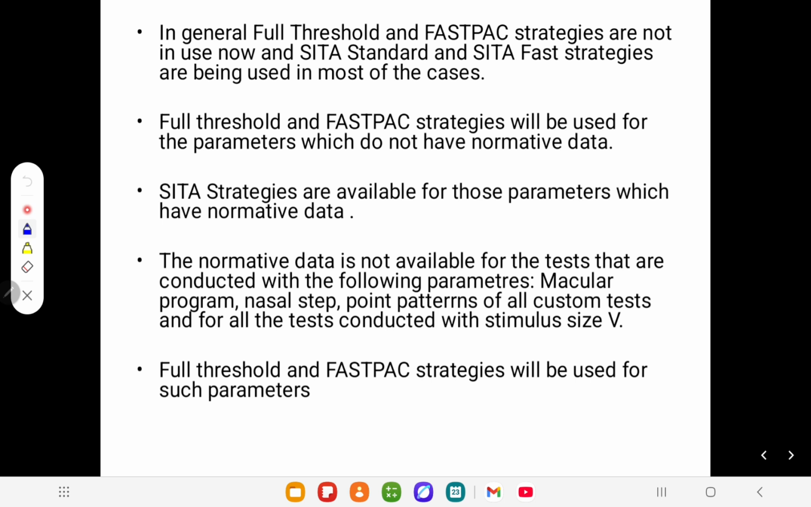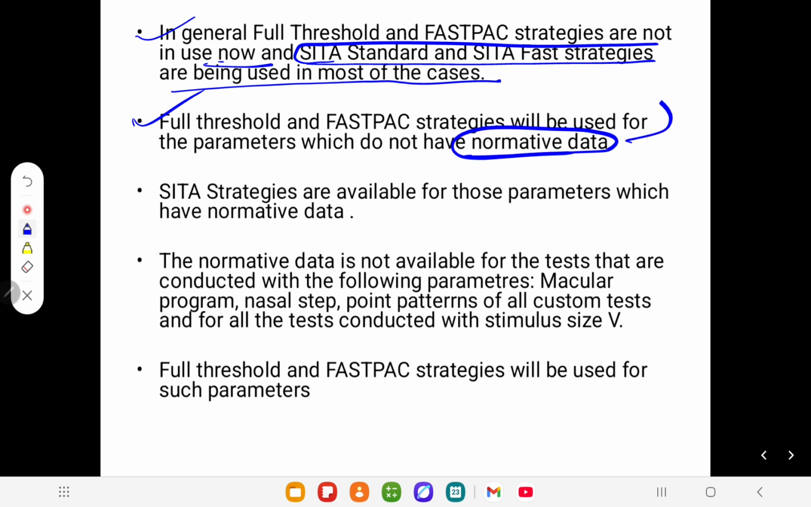In general, full threshold and fastpac strategies are not used now. Just remember this: SITA standard and SITA fast strategies are being used in most cases. SITA is very important. Full threshold and fastpac strategies will be used for parameters which do not have normative data. Normative data by what? Normative data by SITA. If there is no normative data in SITA, for example the macular program, then you will have to use full threshold or fastpac.